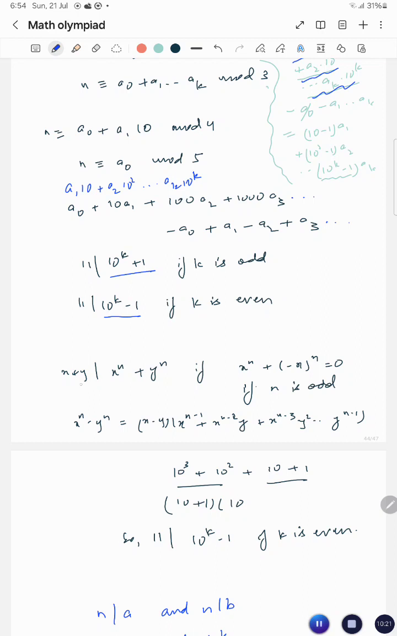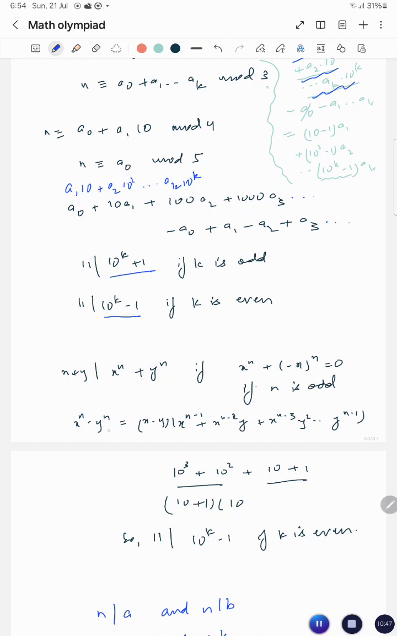x plus y is a factor of x to the power n plus y to the power n. Why? Because if we put x equal to minus y, or y equal to minus x, in this one, we get x to the power n plus minus x to the power n, which is equal to 0 if and only if n is odd. So putting y equal to 1, 11 divides 10 to the k plus 1 if k is odd.